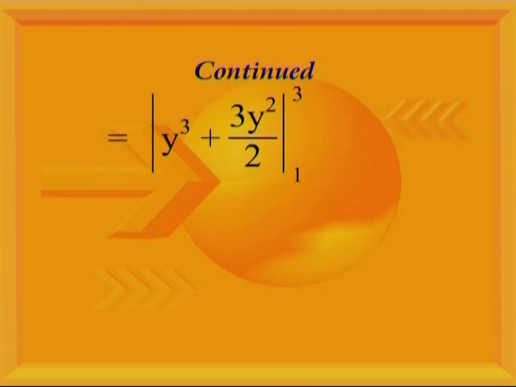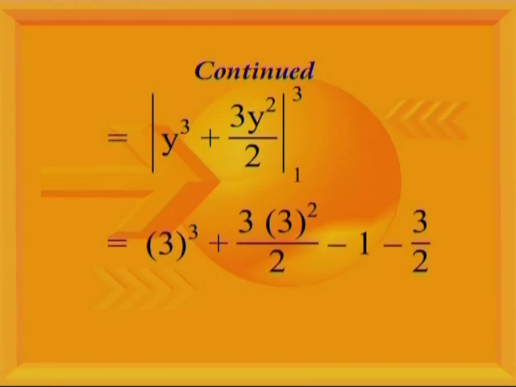We substitute these limits. First of all, y is equal to 3 and then y is equal to 1, as you know. So we get 3 raised to power 3 plus 3 into 3 raised to power 2 whole divided by 2 minus 1 plus 3 by 2, which after calculation is equal to 38. So we have done an example, a very simple example, finding the double integration when the region is given to you.